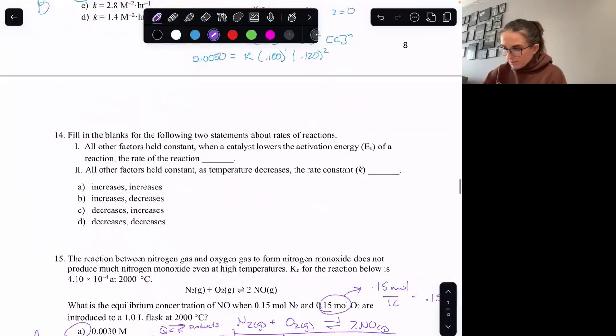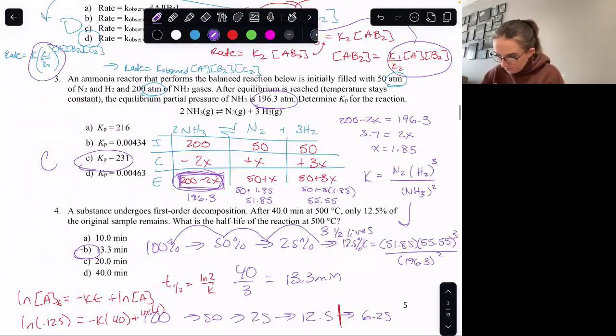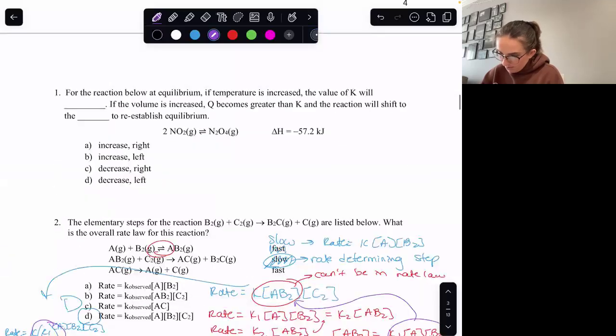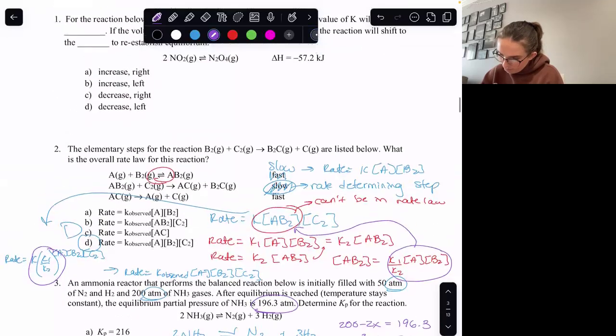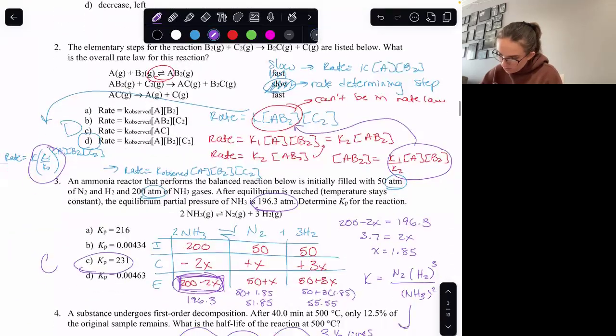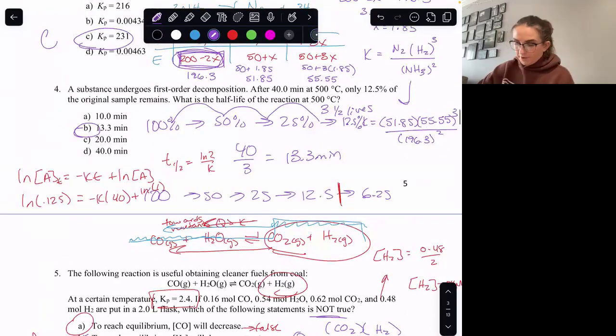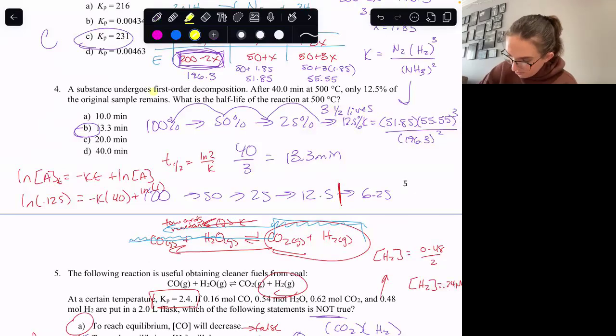So like on your mock exam, question 4 is asking about first order decomposition. This is telling you that you already know the order, it's already decomposing by this, and you're given a time component, so integrated rate law. Yep.